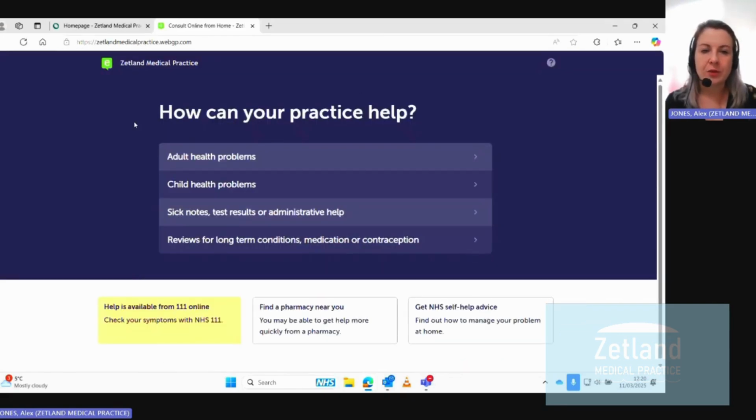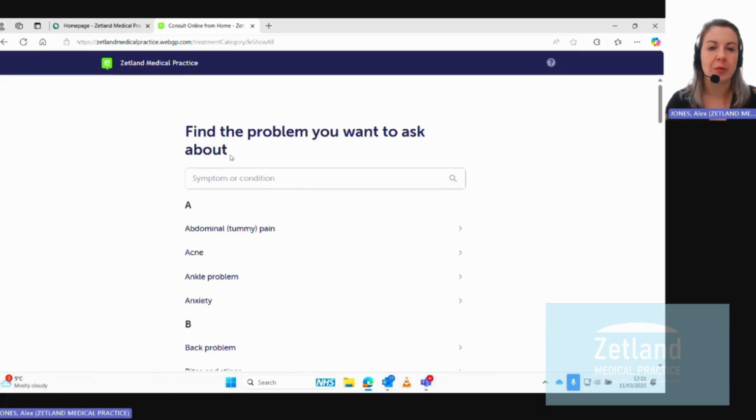You can either choose an adult health problem, or a child health problem if you're filling it in for your child. You can ask for sick notes and admin help, or you can do your annual review, so things like contraception, HRT, depression, there's quite a few things on there. But what I'm going to show you today is how to ask about a new health problem. So let's say adult health problem.